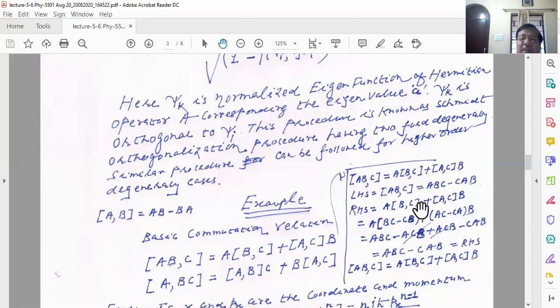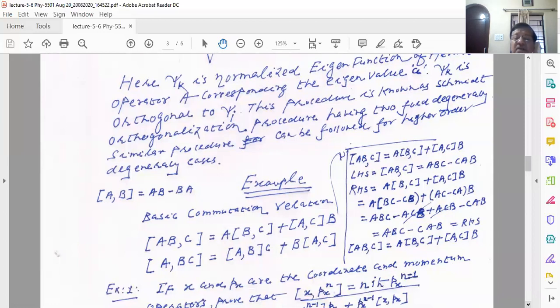So look at your left hand side, look at this. Of course, please concentrate here. The handwriting is very small. Please concentrate. This is the commutator of AB with C. So using this relation, AB is operating on C minus C is operating on AB. So this is your left hand side.